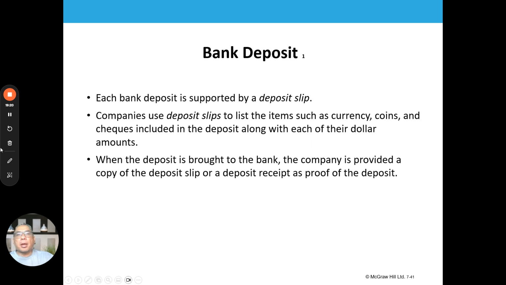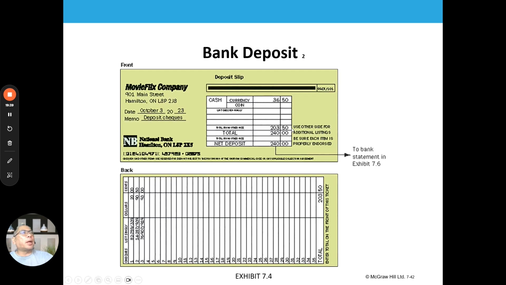Bank deposit. A bank deposit is supported by a deposit slip. Companies use deposit slips to list items such as currency, coins, and checks deposited, along with their dollar amounts. When the deposit is brought to the bank, companies receive a duplicate deposit slip as proof of their deposit. This is an example of the bank deposits on the statement, 240 here. See the deposit here, and then we also have 203 on each of the checks being issued. 203 here, 203 here, match it here, 203.